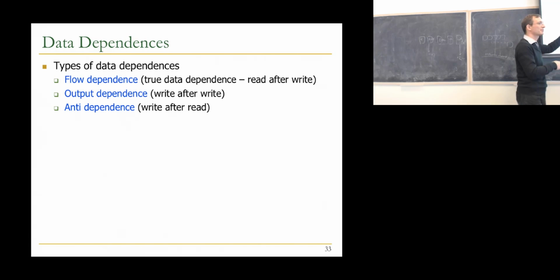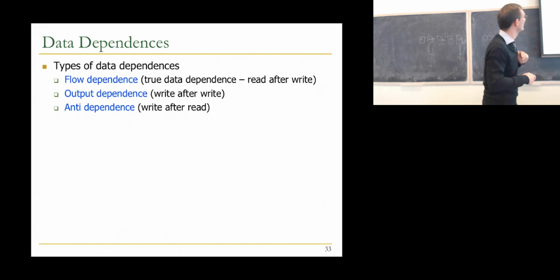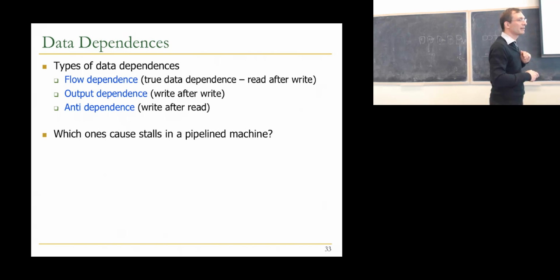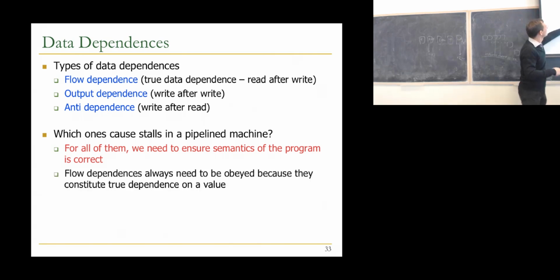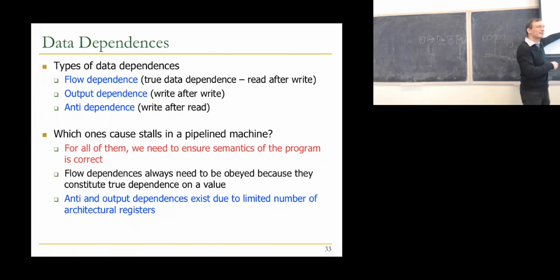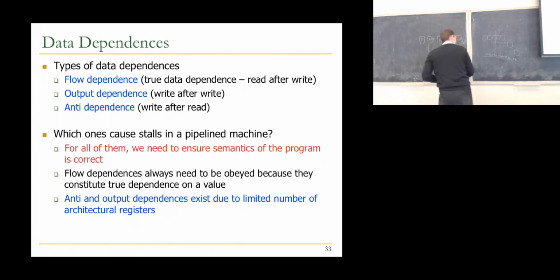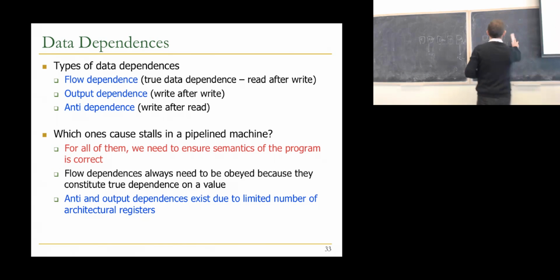You have a read of register two, and then you have a write to register two. You need to ensure correct semantics for all of these. For all of them, you need to ensure the semantics of the program is correct. You cannot reorder these in the program. Flow dependencies, you especially need to obey, because they constitute true dependence on a value. This is not as fundamental if you think of anti and output dependencies. They really depend on a name, and I'll foreshadow this because we're going to fix some of these with out of order execution later on.